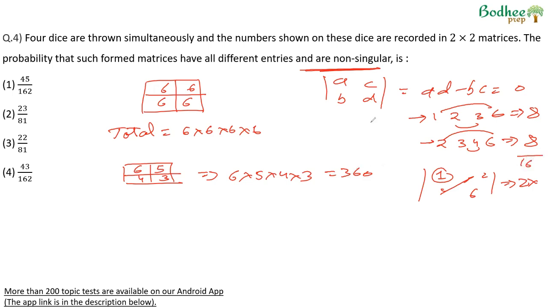Out of 360, the cases that we were forming with different numbers, we will subtract these 16 cases, for which we get a singular matrix. So we are left with 344 favorable cases upon 6 into 6 into 6 into 6, the total number of cases. So if we divide, 344 divided by 4 will be 86.